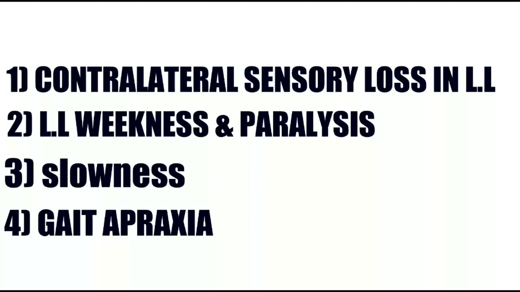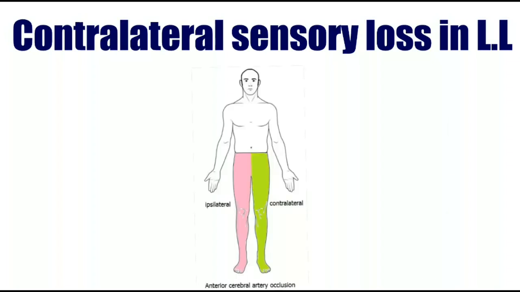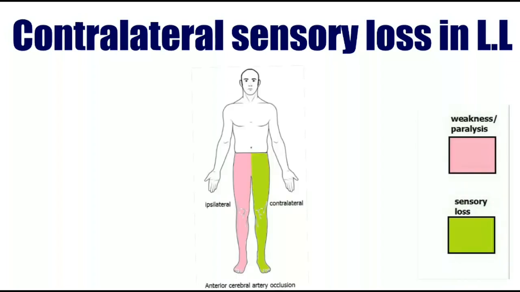Many times some behavior changes are also noted in the patient with anterior cerebral artery syndrome. But the main classical symptom is contralateral sensory loss in the lower limb, meaning the opposite side of the lower limb is affected by the symptoms.